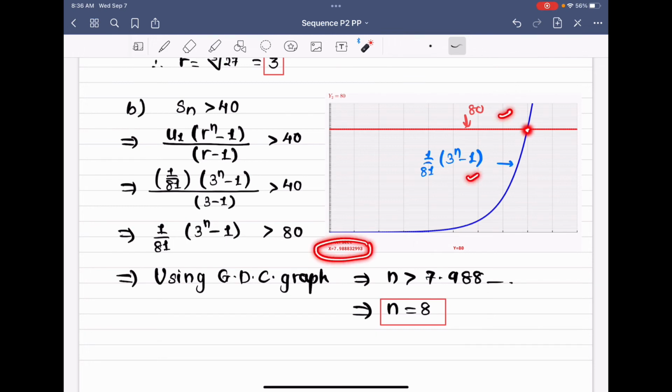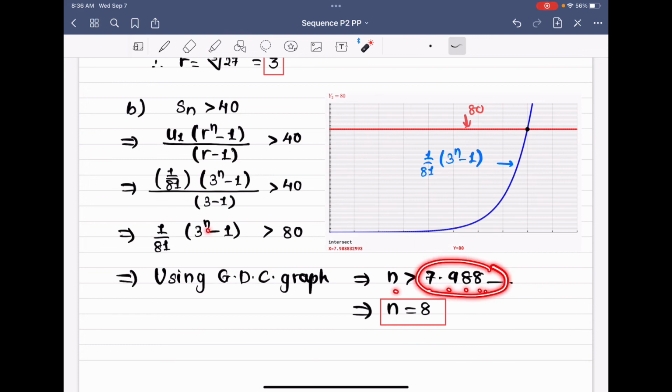You can see here the point of intersection is 7.98832993 and 80. Please write it here. I am not writing because I can see here. You have to write because you are sketching on the paper. The answer is x is greater than 7.988. I am writing n is greater than. My answer is not x. My answer is n. n is greater than 7.988.